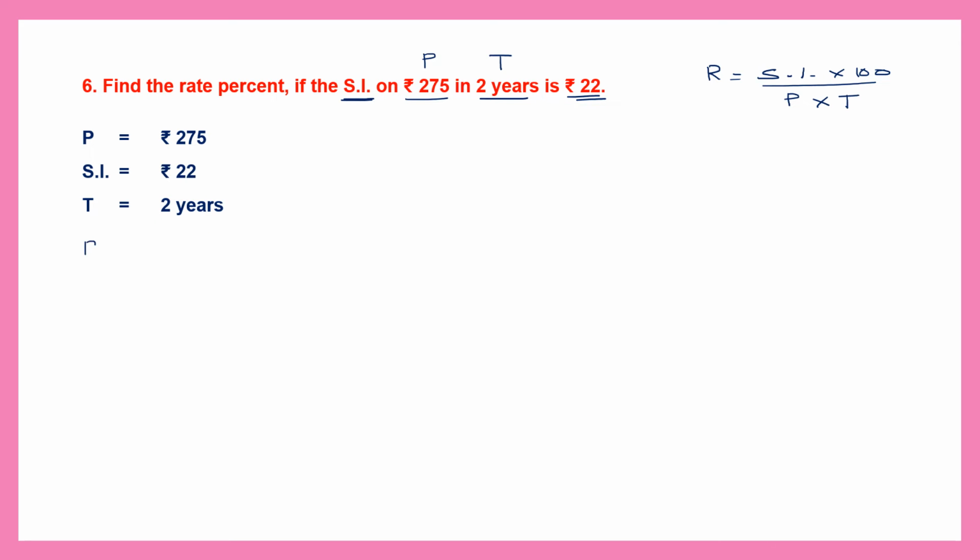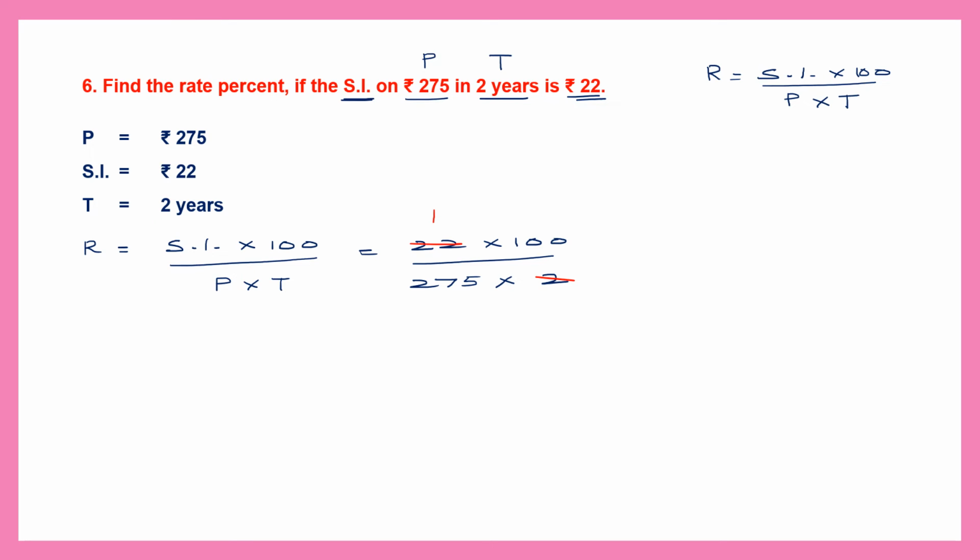So the formula to find the rate is simple interest into 100 divided by principal into time. So this will be simple interest, 22 rupees, into 100 divided by principal, which is 275 rupees, into time, which is 2 years. Now let's see what we can cancel here. We can cancel 2 and 22. 2 11s are 22.